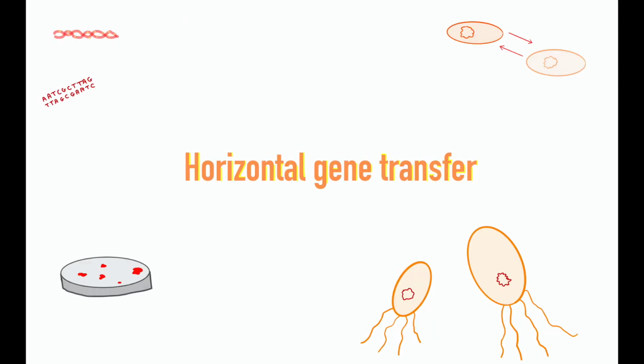And those were all of the ways that bacteria transfer their genome between each other. So we saw transduction, we saw two types of conjugation, and we saw competence and transformation.